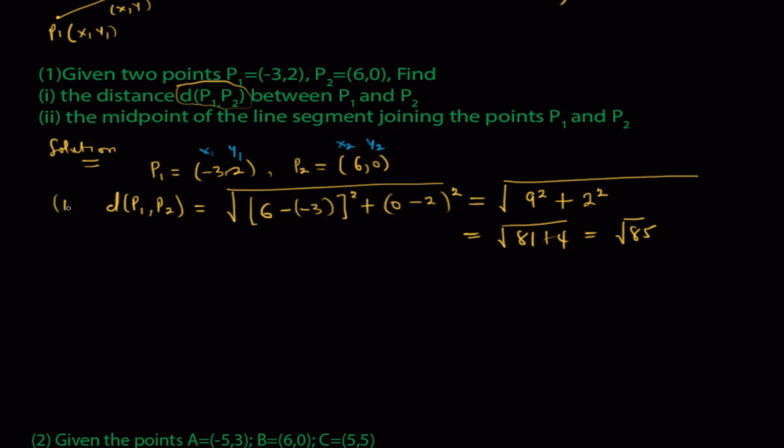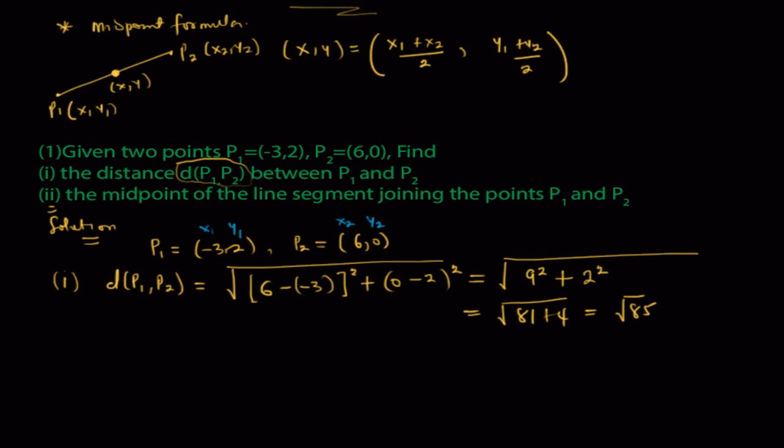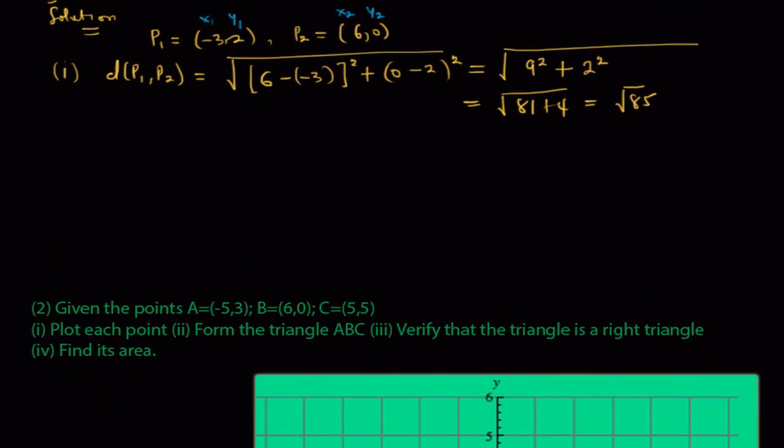So we have already solved part 1. Part 2 says find the midpoint of the line segment joining P1 and P2. Recall that to find the midpoint of a line segment, this is the formula we need to use. Just find the average of the x coordinates and the average of the y coordinates, and you're done.